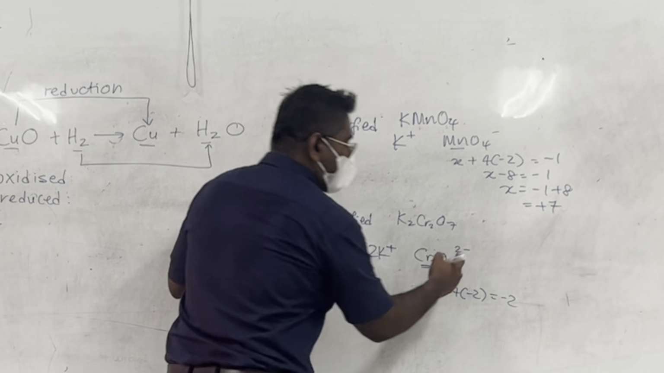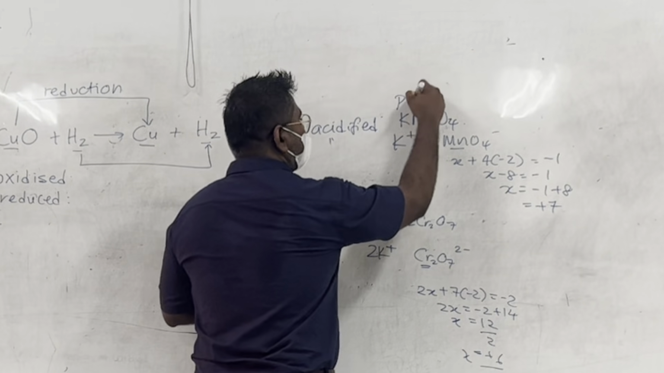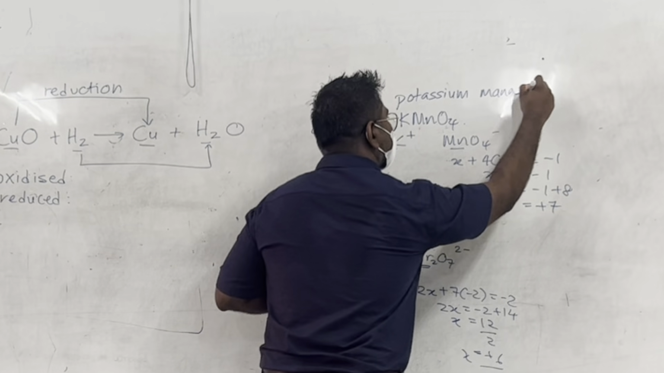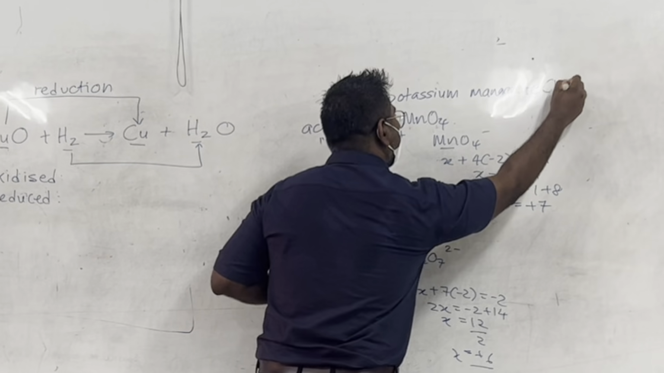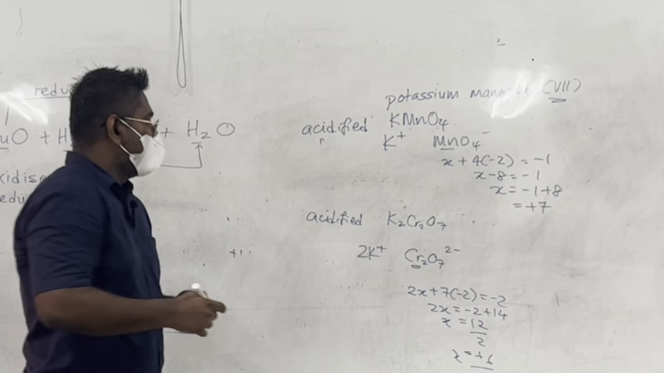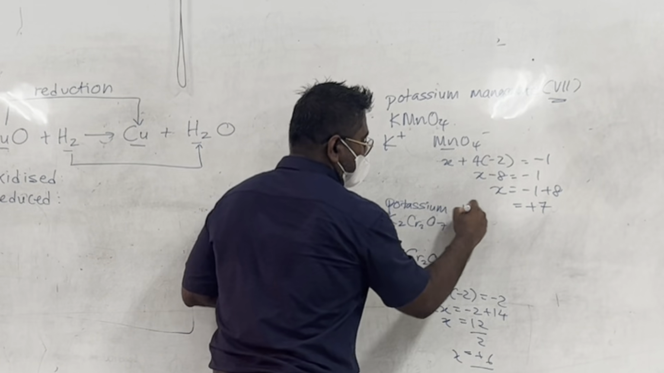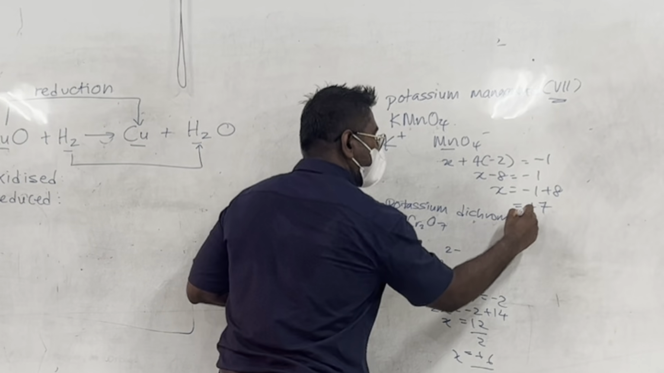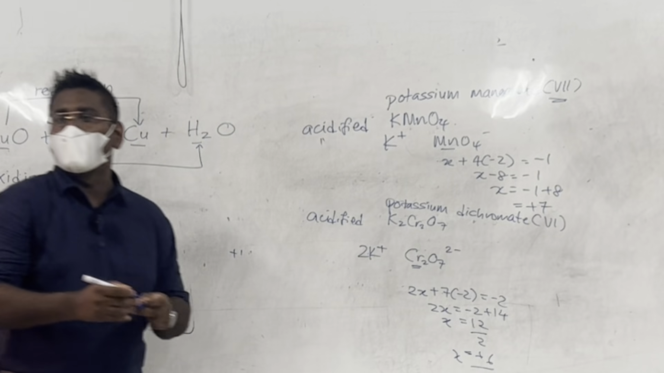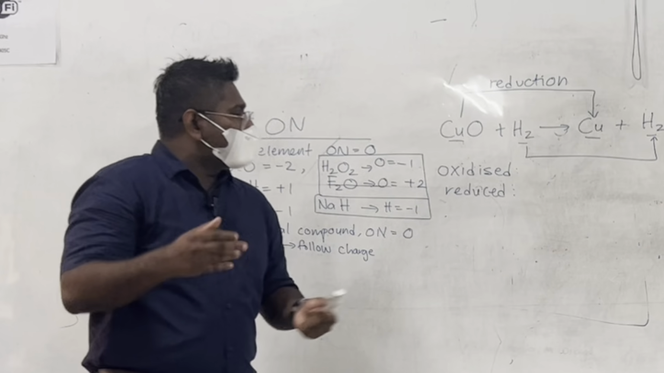That's why, when we write acidified potassium manganate(VII), the 7 tells you the oxidation number of Mn. And we call it potassium dichromate(VI), because 6 tells you the oxidation number of Cr. This is the same when we apply it towards some simple examples.